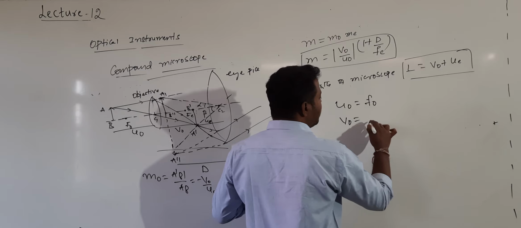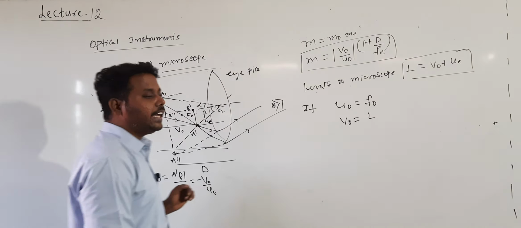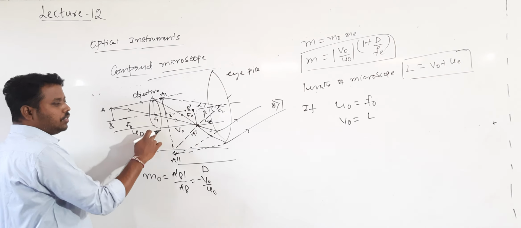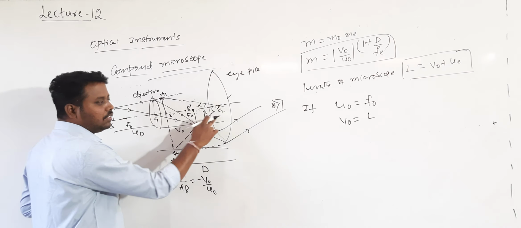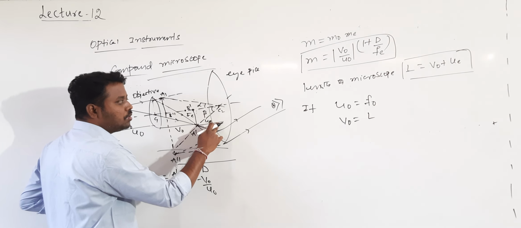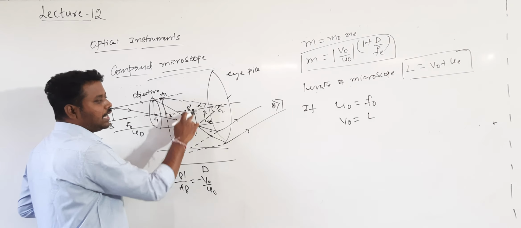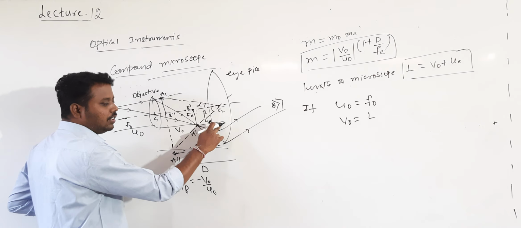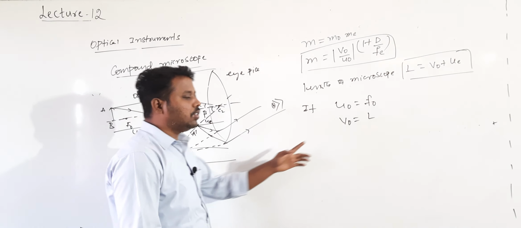So v0 value will become L. Are you getting? Whenever the object is kept at the principal focus of the objective lens, it forms the image at infinity. Infinity meaning that A' B' is very close to the eyepiece. When A' B' is very close to the eyepiece, the distance between the objective lens and eyepiece is called the length. That length value will be equal to v0.